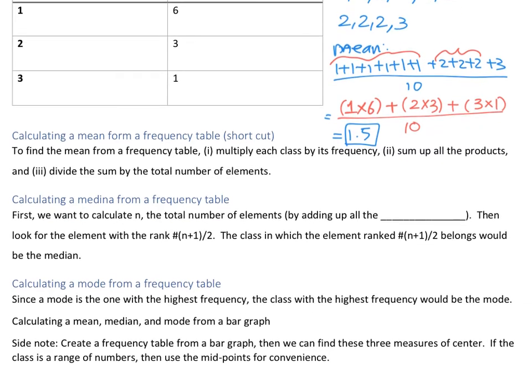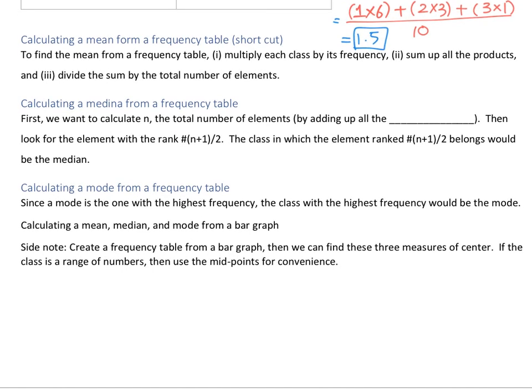All right. Let's look at the next part. Calculating the median from a frequency table, even though I said median. So first, we're going to calculate n, the total number of elements, by adding up all the frequencies, right? So once I have that, then we look for the element with the rank (n plus 1) over 2, kind of like what we did before. The class in which the ranked number (n plus 1) over 2 belongs will be the median.